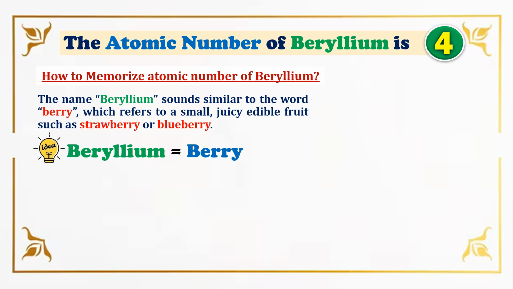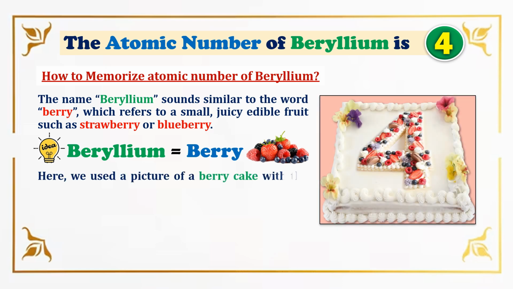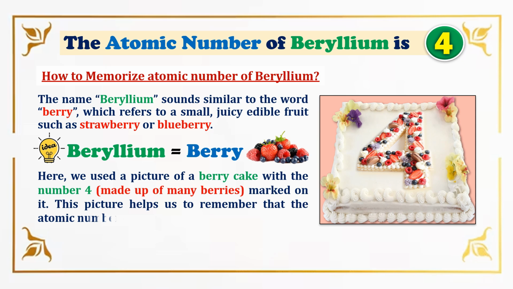So now we will use this learning to make a picture and learn the atomic number permanently. So what is berry? Berry is a sweet fruit just like strawberry, raspberry, blackberry. So here we used a picture of berry cake with the number 4 made up of many berries marked on it. This picture helps us to remember that atomic number of element beryllium is 4.